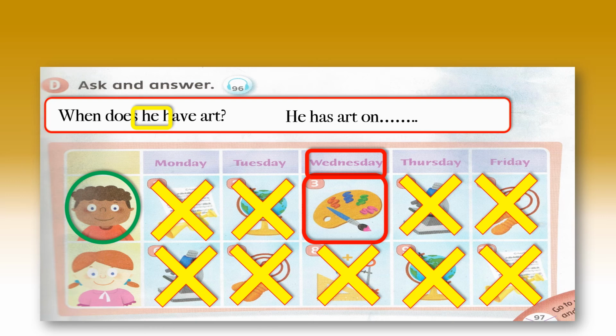Very good. Can you remember this question now? When does he have? When does she have? He has. She has. And then the word for the subject. And then we say on. We don't say in. We don't say at. Okay, we will talk about this in the next class. We say on if it is the name of a day: Monday, Tuesday, Wednesday, Thursday, Friday, Saturday, Sunday. Okay, cool.